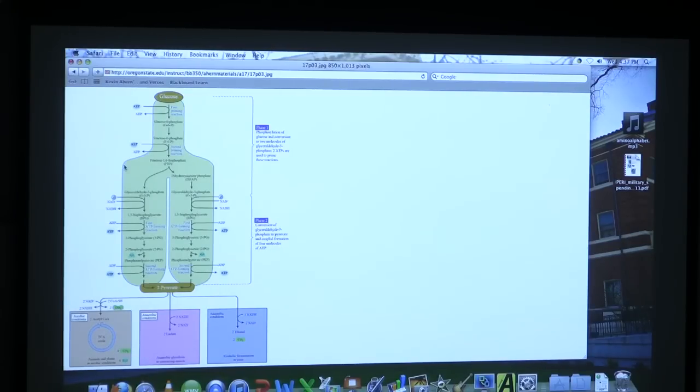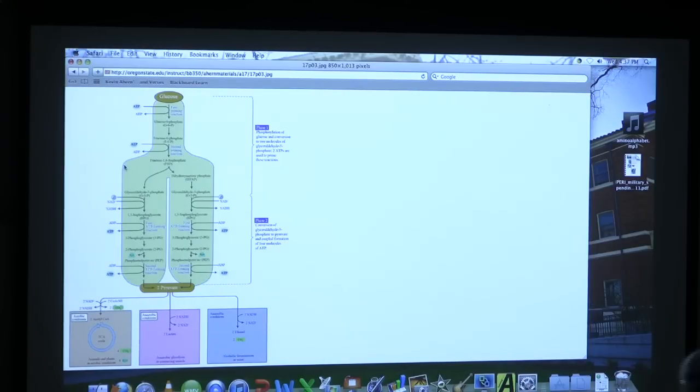The pathway that you see on the screen of going from glucose at the top to pyruvate down below, this pathway is almost universal. Again, essentially every cell on the face of the earth is not only going to break down glucose, they're going to break it down in almost exactly the same way.